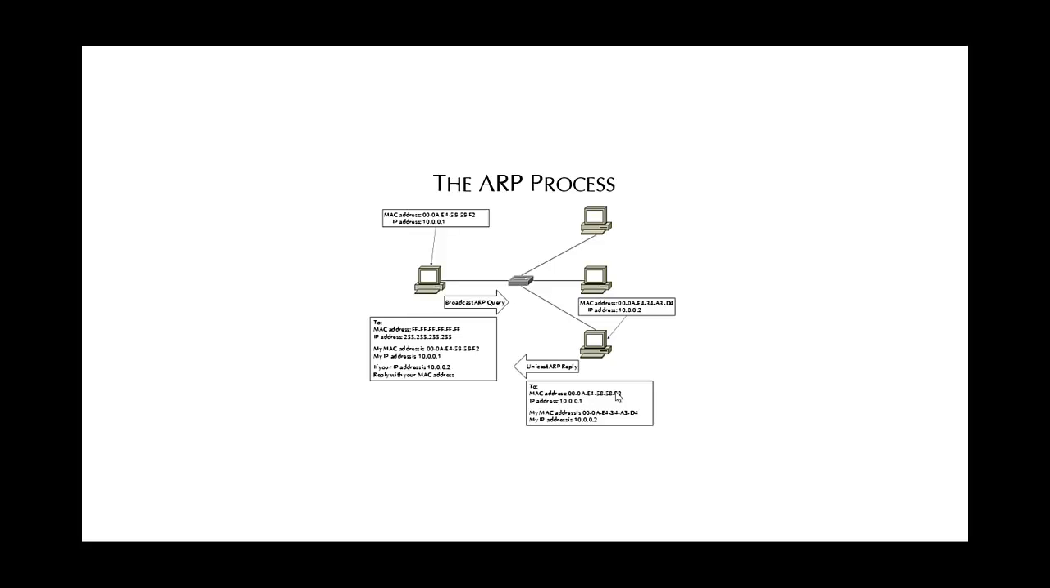ARP determines the destination MAC address for each frame by first looking in the ARP cache for an entry matching the destination IP address of the outbound packet. If there is a matching entry, the MAC address is retrieved from the cache. If not, ARP broadcasts an ARP request onto the local subnet, requiring the host with the IP address in question to reply with its MAC address, as shown on screen.